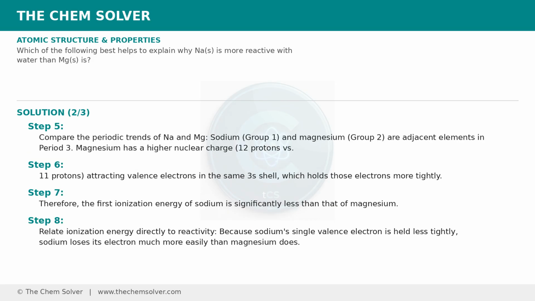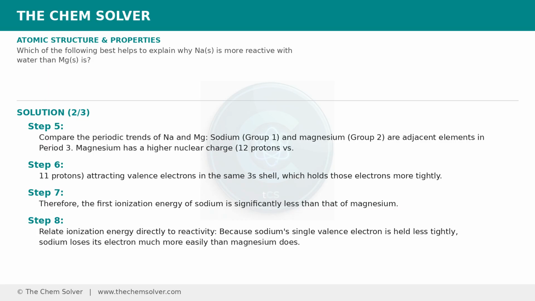Compare the periodic trends of Na and Mg. Sodium, group 1, and magnesium, group 2, are adjacent elements in period 3. Magnesium has a higher nuclear charge, 12 protons versus 11 protons, attracting valence electrons in the same 3 shell, which holds those electrons more tightly. Therefore, the first ionization energy of sodium is significantly less than that of magnesium.